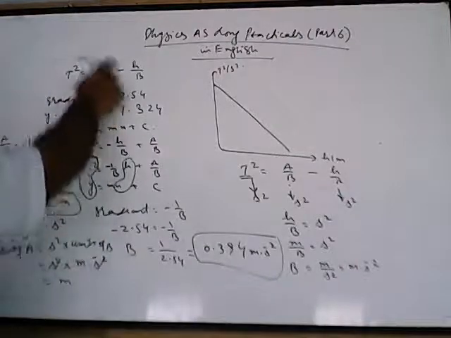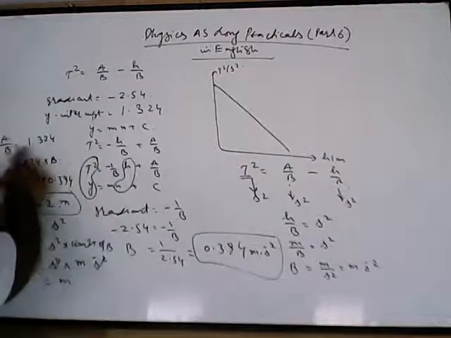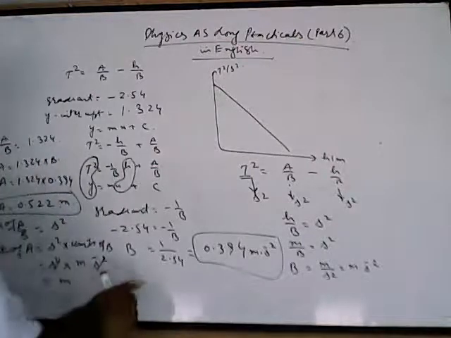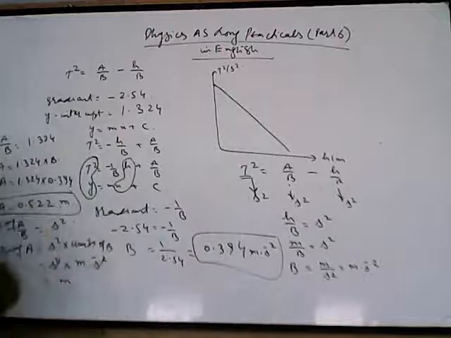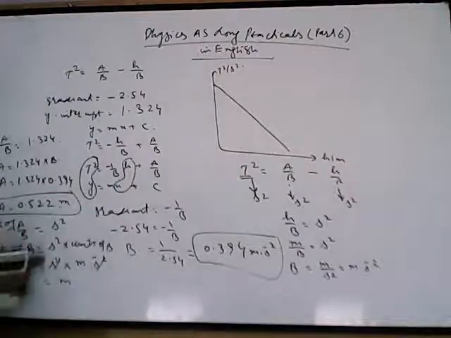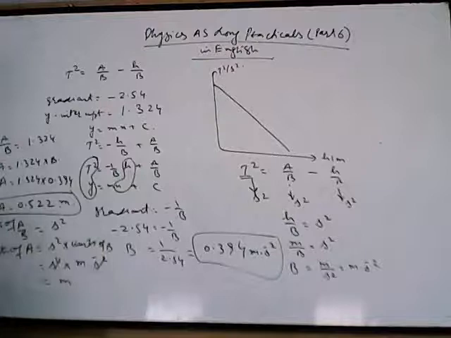Again, this is the y-intercept. So y-intercept a upon b is 1.324. So a is 1.324 into b. The value of b we have already calculated, 0.394. So this is 0.522. What are the units of a? See, units of a upon b must also be second square. So units of a will be second square into units of b. Units of b are meter s power minus 2. So s power 2 and s power minus 2 cancel out, leaving the meter.